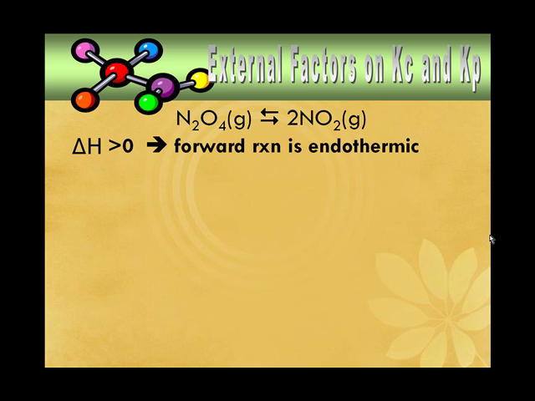Let us consider this equilibrium, which we have gone through in the previous lectures. N2O4 being converted into NO2, a colorless gas being converted into a dark brown gas. We know that the enthalpy change of the reaction is more than zero. This means that it is positive, and the forward reaction is endothermic.